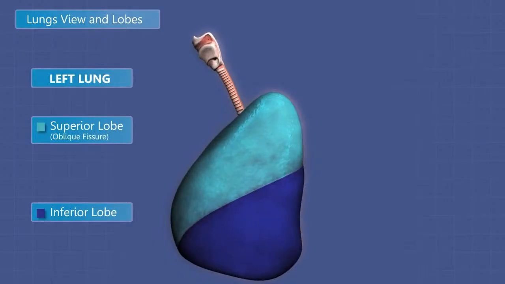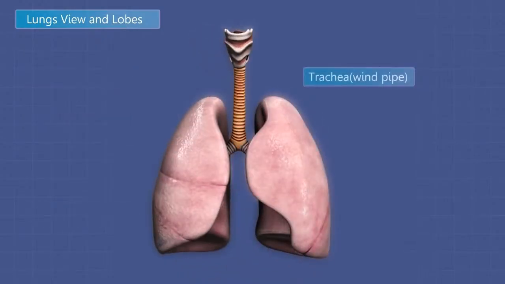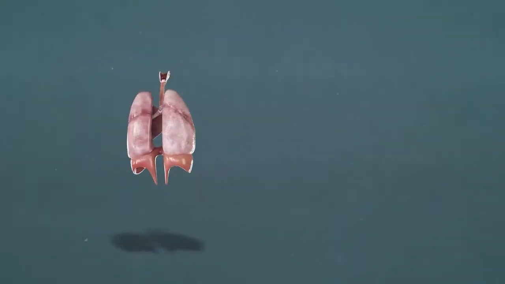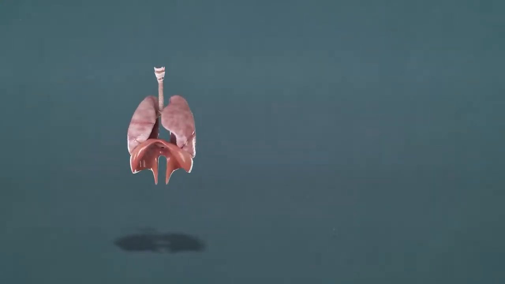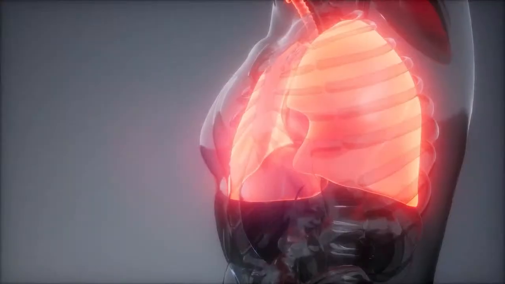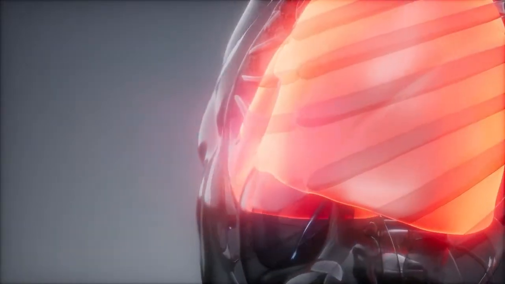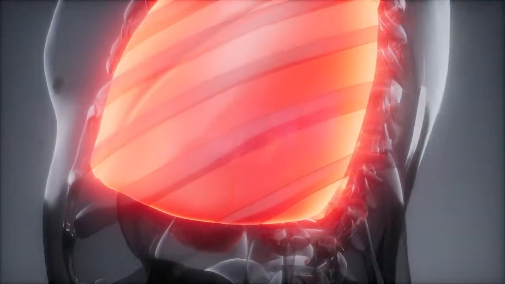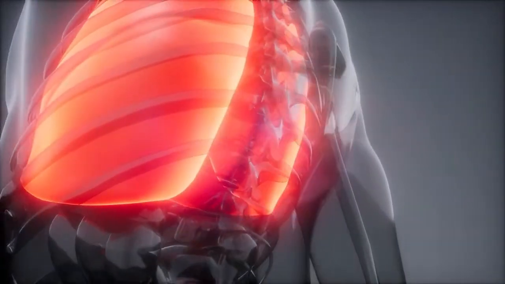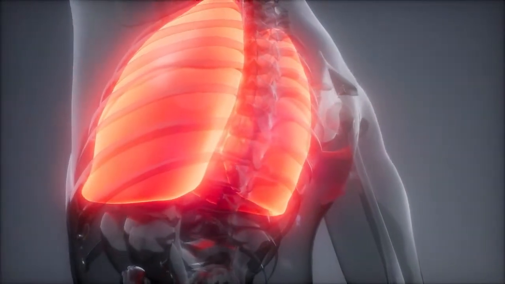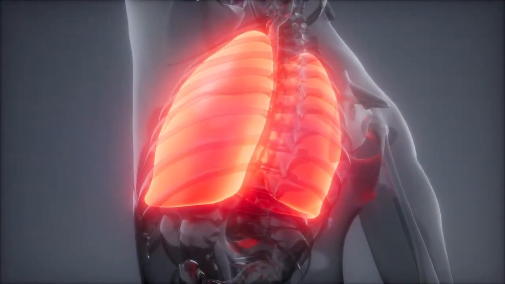It is divided into two main branches, called the bronchi, which lead to the right and left lungs. The trachea and bronchi are part of the respiratory system and are responsible for carrying air to and from the lungs. Bronchi. The bronchi are the two main air tubes that branch off the trachea and lead to the lungs. Each bronchus enters a lung and divides into smaller tubes called bronchioles, which in turn divide into even smaller tubes called alveoli.